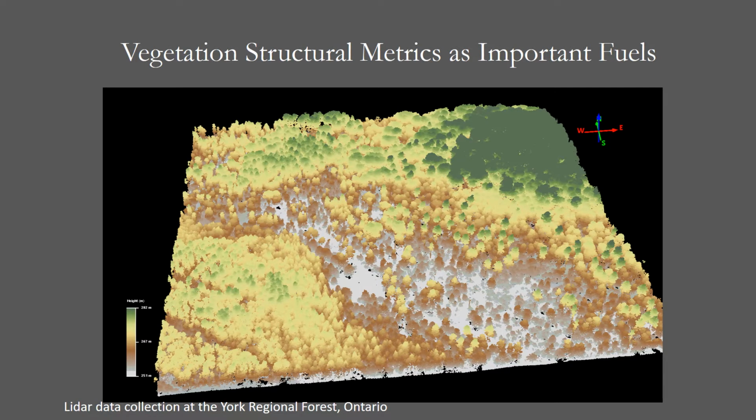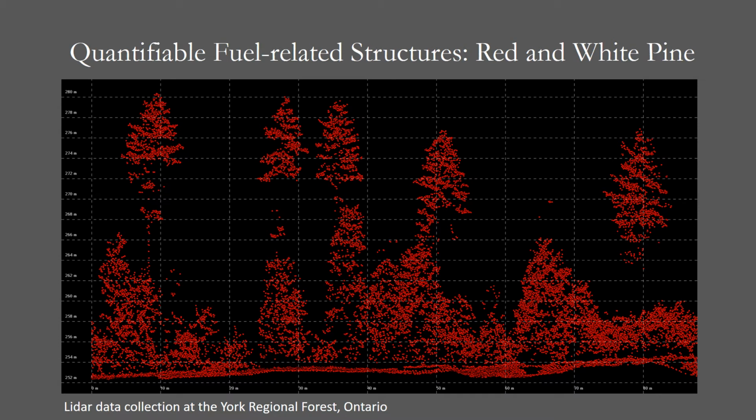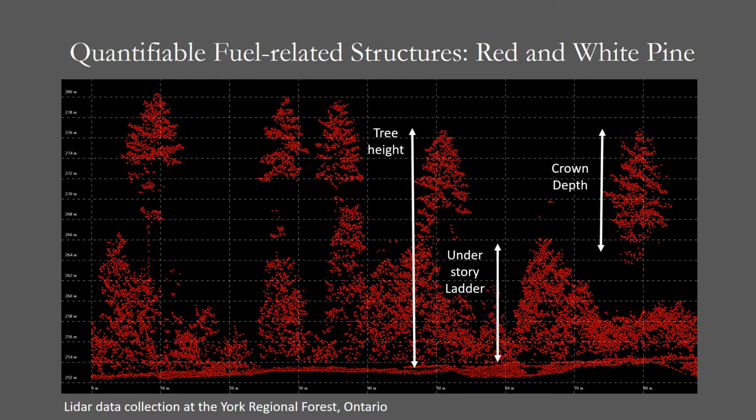Let's look more closely at forest structural attributes that are useful for quantifying canopy bulk density, loading, and some understory fuels by looking at a mature conifer stand, A, and a mature hardwood stand, B, in Ontario. The LiDAR point cloud we can see here provides a lot of information on the canopy and understory structures. We could measure tree height, crown depth, understory and ladder fuels, crown separation, the height of the base of the crown. We can also differentiate stem density in some of the conifer stands.